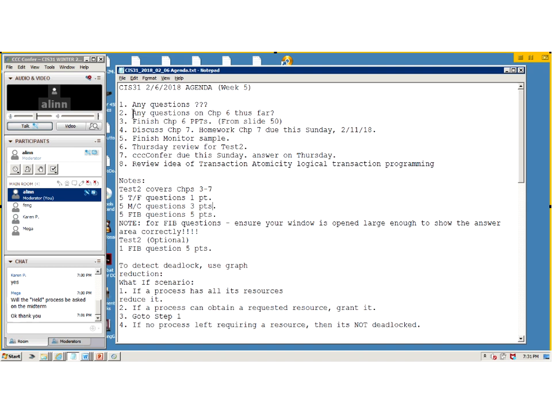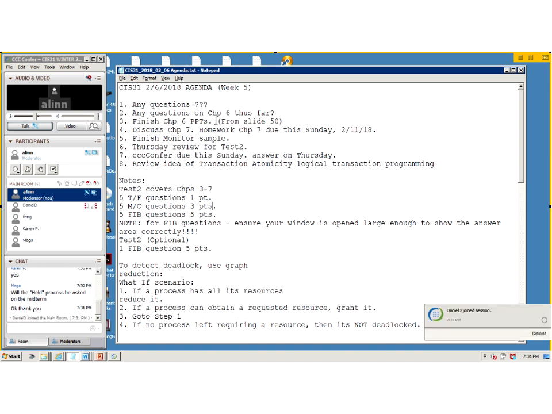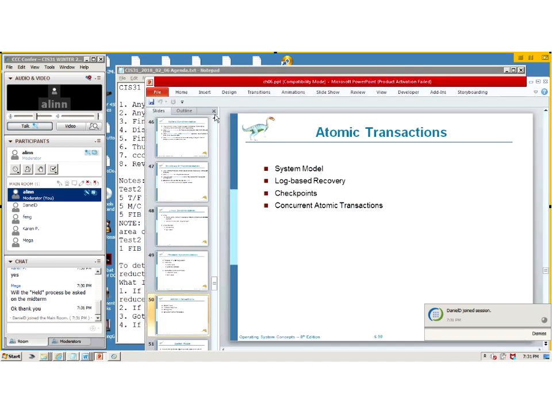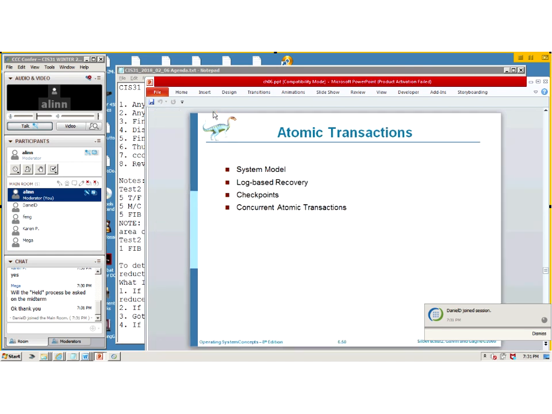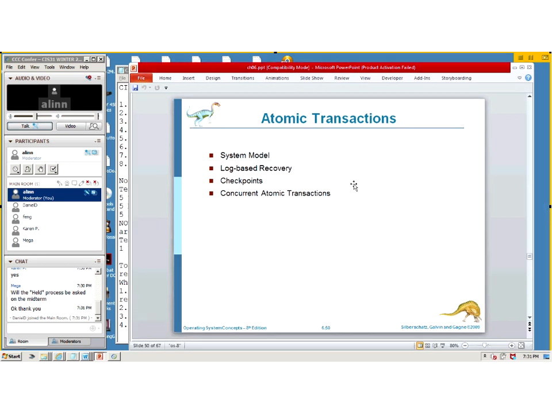Let's see. We didn't quite finish Chapter 6. I thought we did, but we didn't. So I wanted to finish Chapter 6. We never really talked about atomic transactions. And there was a question, I believe, on the Chapter 6 homework. But I think everybody got it correct. But I wanted to make sure we went through it.